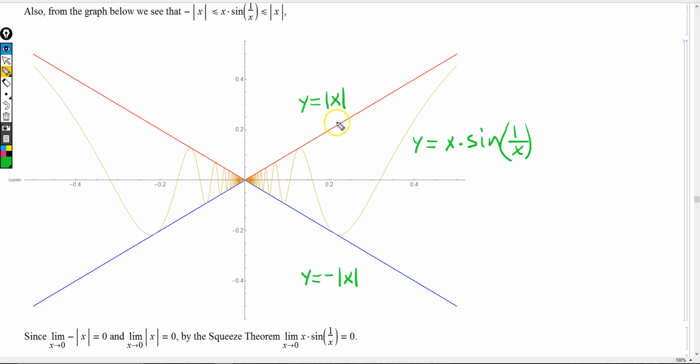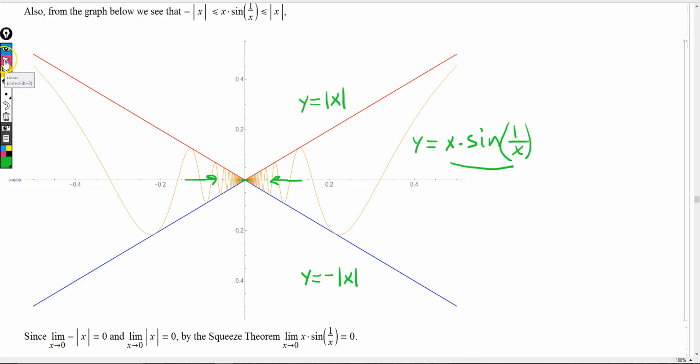And you notice the red and the blue curve, as x approaches 0 from either side, are both approaching 0 on the y-axis. And because x sine 1 over x is squeezed or sandwiched between them as x approaches 0, these oscillations are getting forced down to 0 as well. Okay, so that illustrates why the limit of this function is 0 as x approaches 0.